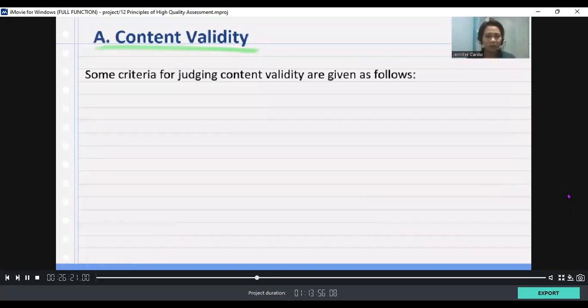Okay, so some criteria for judging content validity are as follows. So this will be our guide as we create the test. First, do the test contents represent the learning outcomes? So if kana nga item or kana nga question, wala siya ni-contribute sa learning outcome, then do not include it in the test. So focus ka sa katong learning outcome.